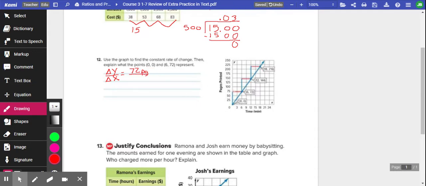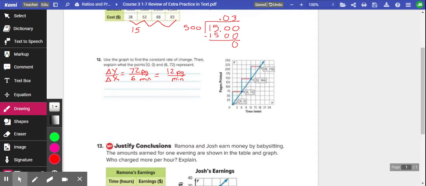Now, the horizontal, or the change in x, is 6 minutes. So we have 6 minutes. And what we're going to find here is that if we divide, 72 divided by 6 is going to be 12. That is 12 pages per 1 minute, or 12 pages per minute. Now, that's our constant rate of change. And what that means is that for every minute, we are going to have 12 pages printed.